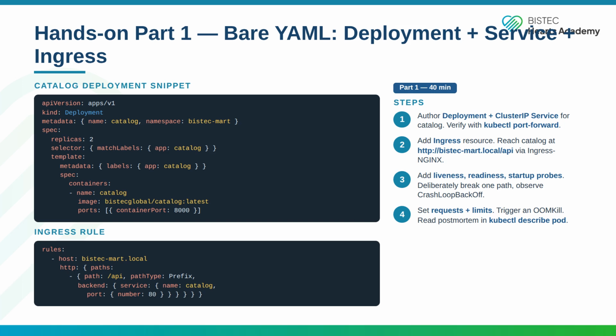Step 4. Add requests and limits. Then trigger an OOM kill by setting the memory limit very low. Read the postmortem in kubectl describe pod.